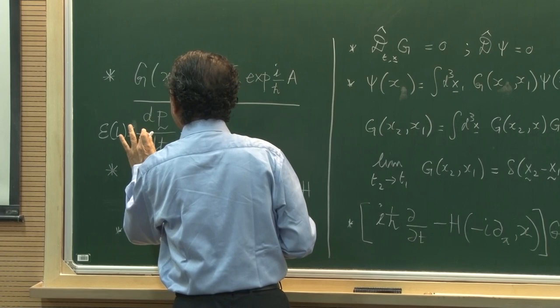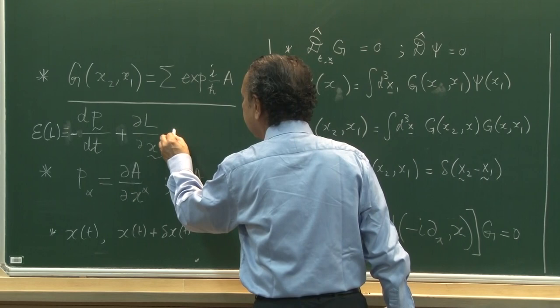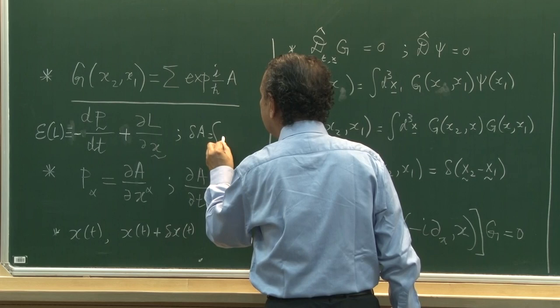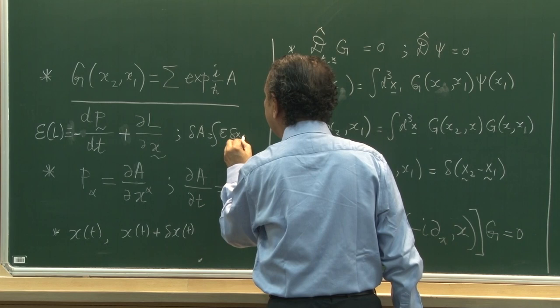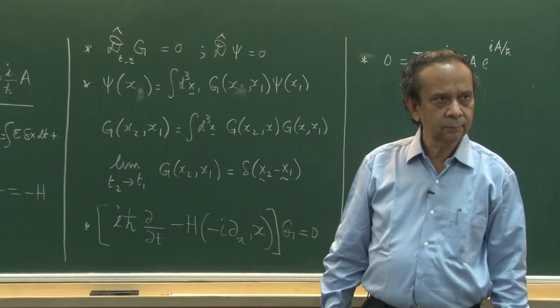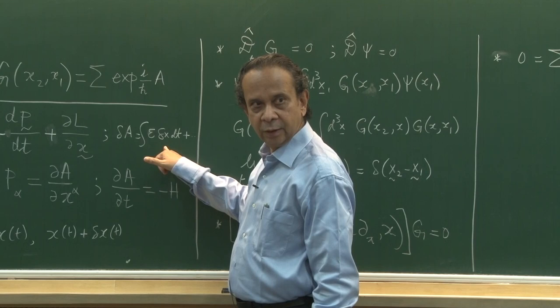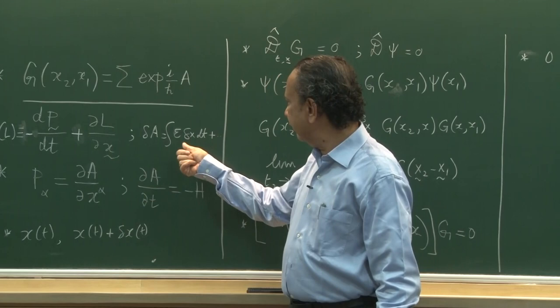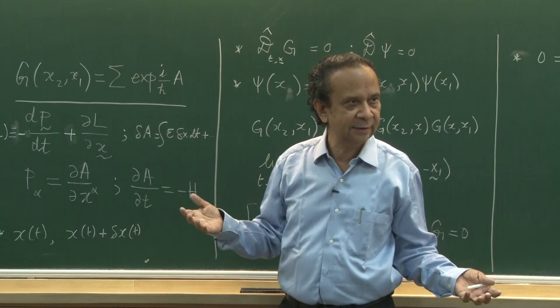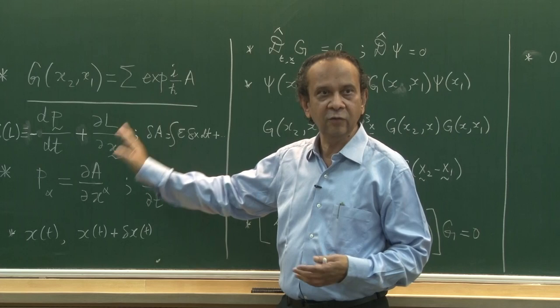Then what we know is that the change in the action was the integral of E delta x dt plus boundary terms. Are you with me? Because this is what we derived in the previous lecture. In the previous lecture, we explicitly varied A. Then we found that we have this quantity times delta x. That quantity is what I have now called E of L. Then we said that if delta x is arbitrary, then E has to vanish, and that is how we got the Euler-Lagrange equation. So this E is for Euler, the Euler function of that Lagrangian.